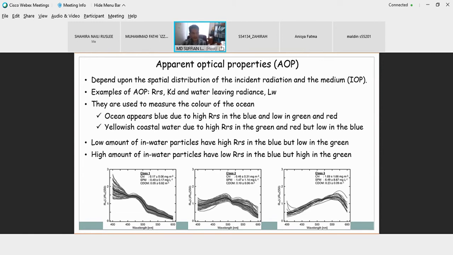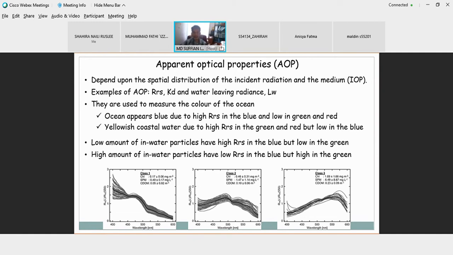Remote sensing reflectance is the ratio between upwelling radiance divided by downwelling irradiance. The outgoing divided by, or the ratio between outgoing and incoming light. Itu reflectance. So they are used to measure the color of the ocean. Ocean appears blue due to high RRS reflected in the blue and low in the green and red, especially in the open ocean because of low particles.